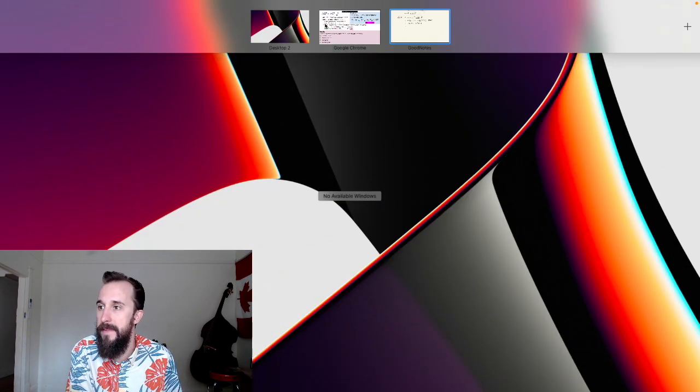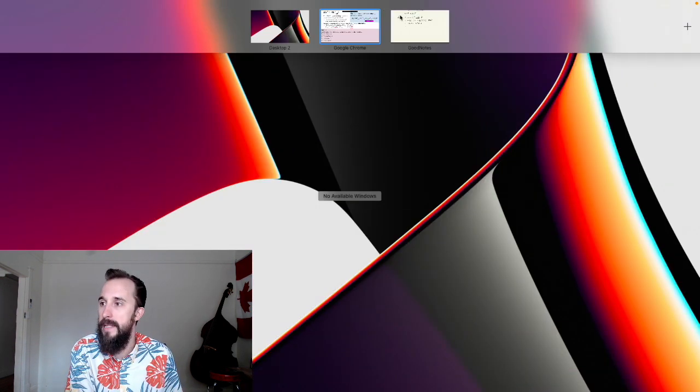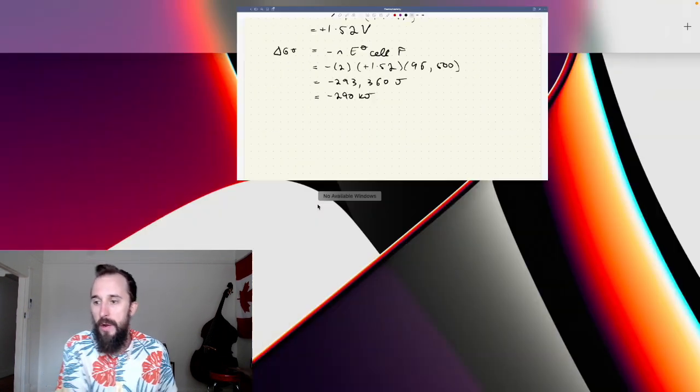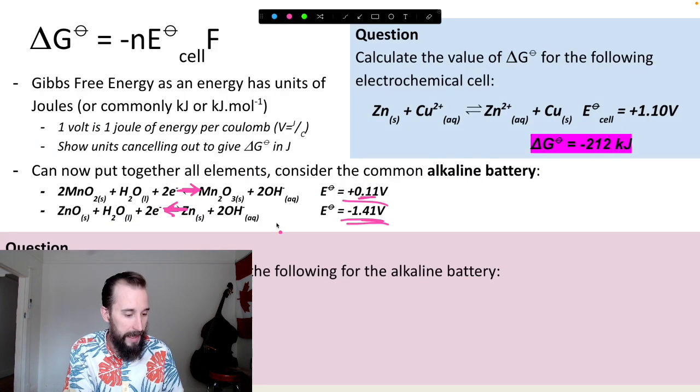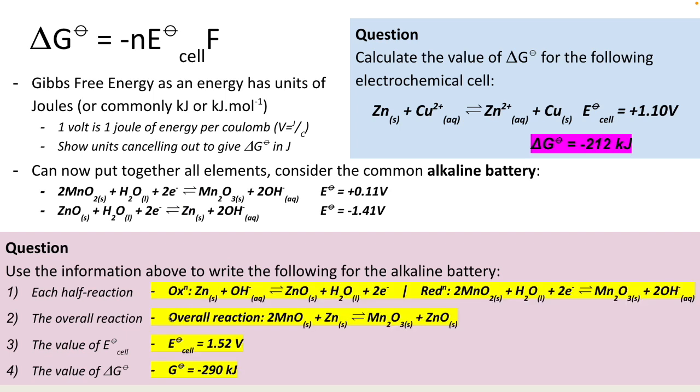Let's look at significant figures for this one. We've got 2 significant figures there. So let's give this 2 significant figures, minus 290 kilojoules, like so. Brilliant. And that should give us all of our answers here. So we got oxidation half reaction, reduction half reaction, overall reaction, cell potential, and a value for delta G.